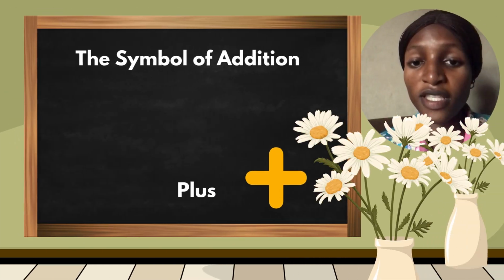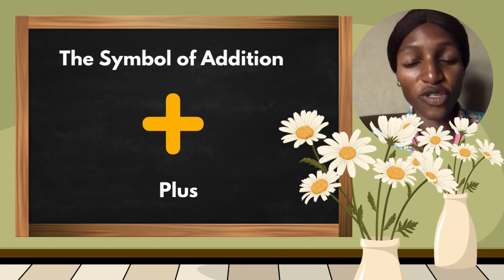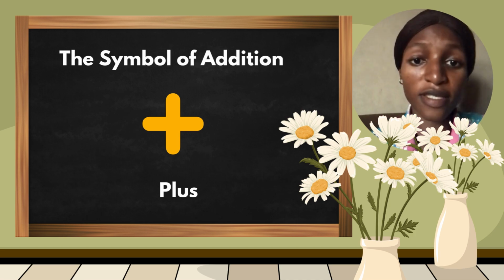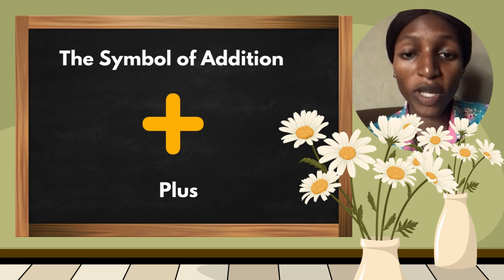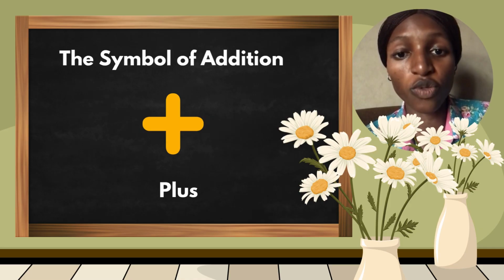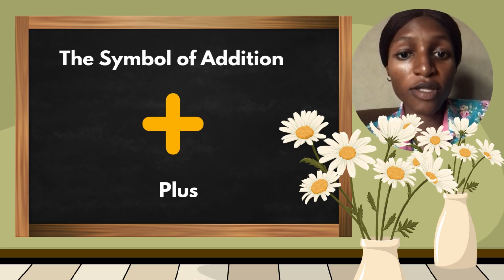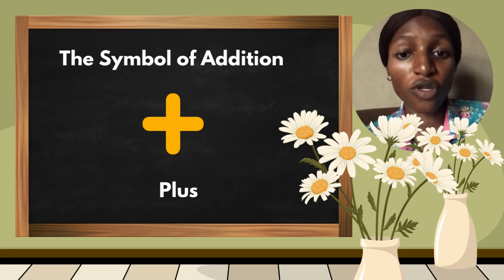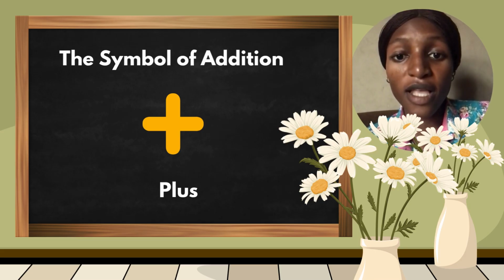So let's dive in. It is necessary you know the symbol for addition, which is plus. Knowing the symbol first will make you know that whenever you see a sum written with that symbol, it is addition, which means for you to add together, not to take away, not to multiply, but just to add together. So this is the symbol, which is the plus sign.